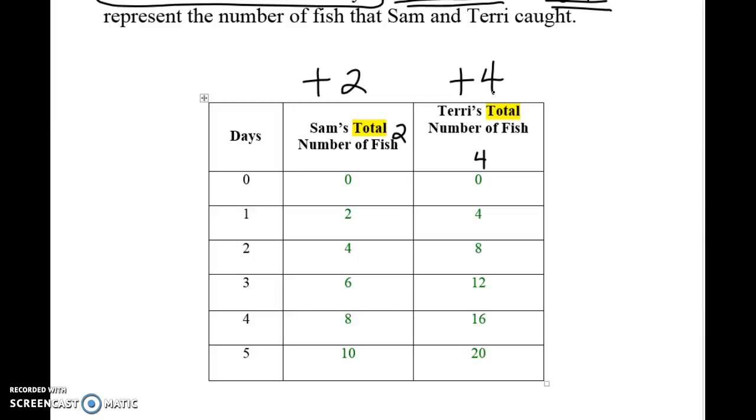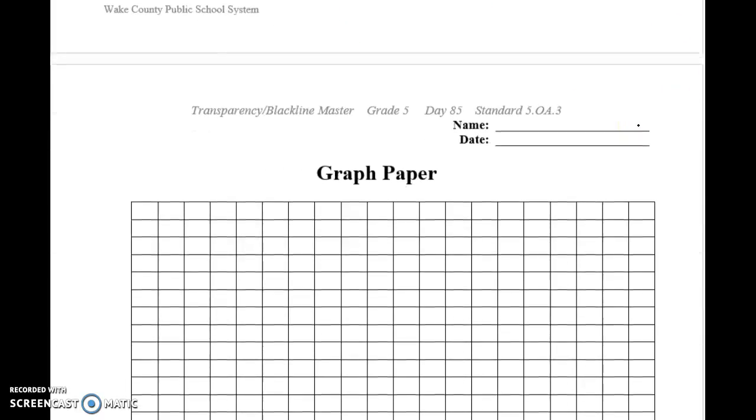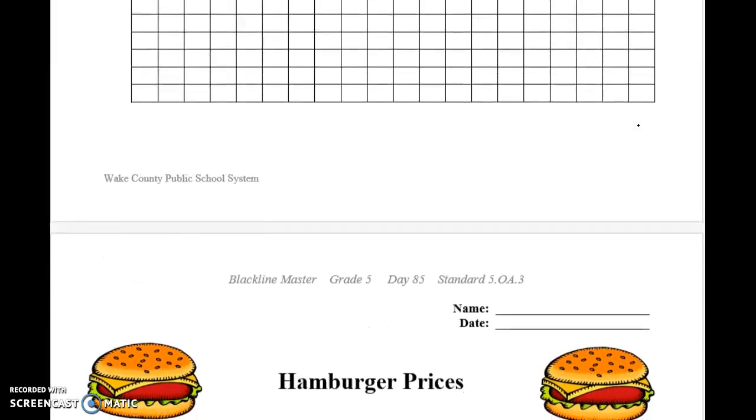Now, the only difference between this lesson and the one that we did earlier is that we did not have 2 sets of data. We just had 1 set of data. So now we've got to go and see, are we going to make ordered pairs out of Sam and Terry? Or are we going to make ordered pairs out of the days and Sam and then the days and Terry? I don't know. We've got to go and look. And then we're going to graph them. So let's take a look and see what they did on their graph paper.